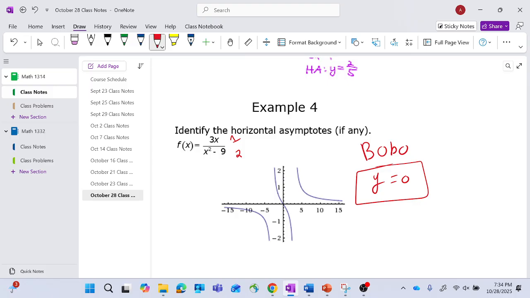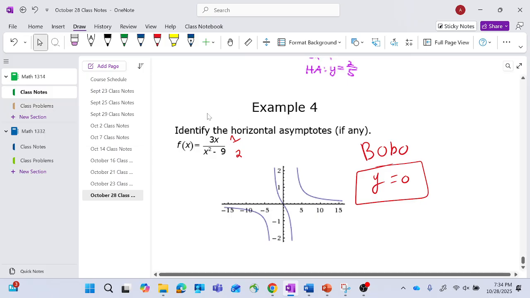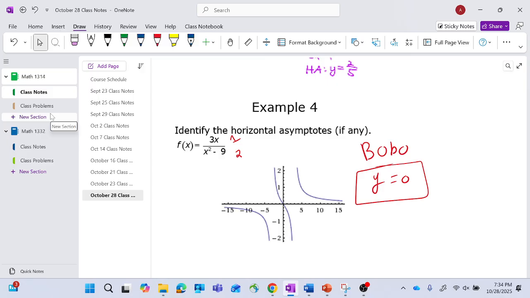Are you okay with that, guys? Any questions? Always y equals, yes. Yes, exactly. Horizontal means y equals, vertical means x equals. Are we good? Anyone have a picture if they need one?